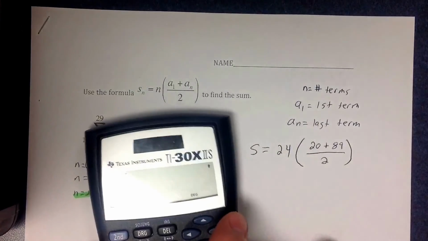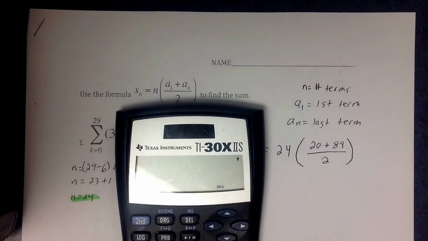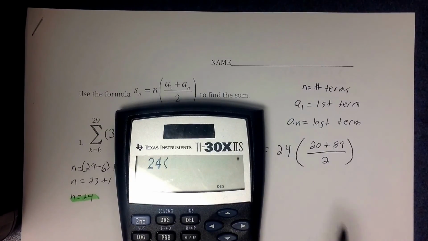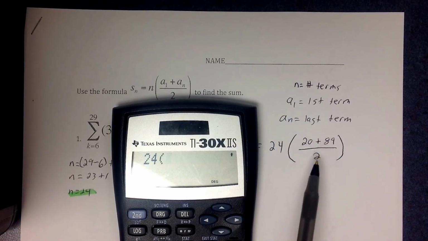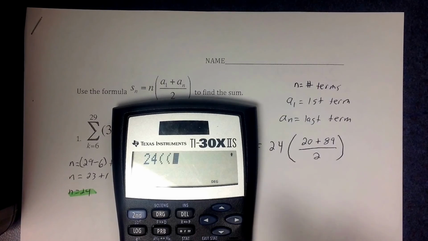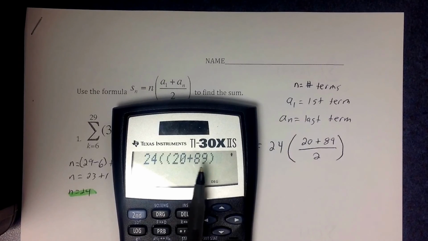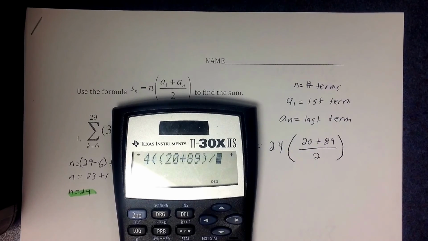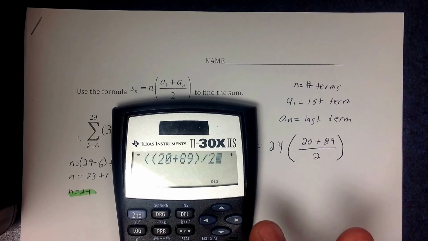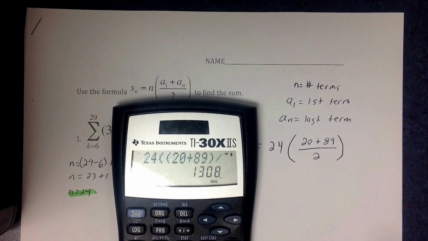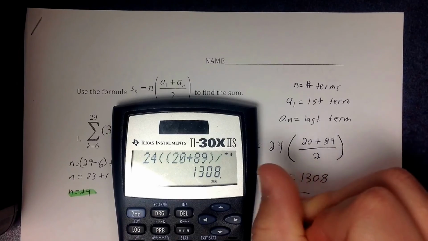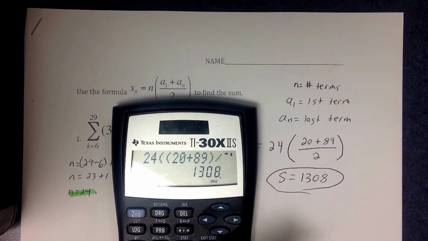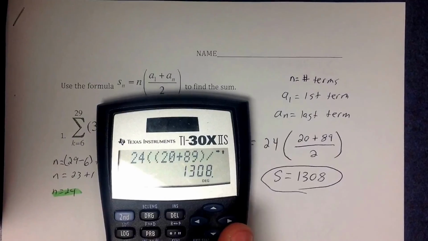Now when we enter this in a calculator, you put the 24, parentheses for this, parentheses here. But since I want to add these two together on top before I divide by 2, you need to put another parentheses and put 20 plus 89 and then close that parentheses, divided by 2, and then close the overall parentheses. So you get the sum equals 1308. A lot of you are getting the right information, you're just kind of entering it in your calculator wrong.